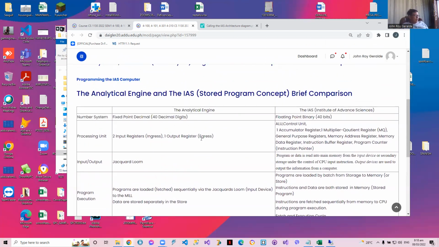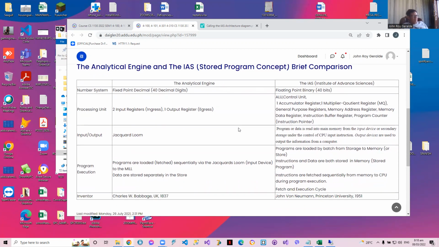Here's a comparison between the IAS and the analytical engine. In terms of the number system, the analytical engine uses fixed point decimal. And the IAS uses floating point pala, no? It's good that it uses floating point. 40 bits then. Maybe the 40 bits was patterned after the analytical engine. Okay.